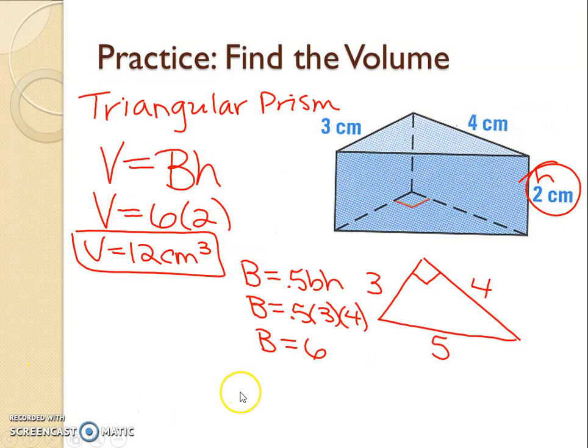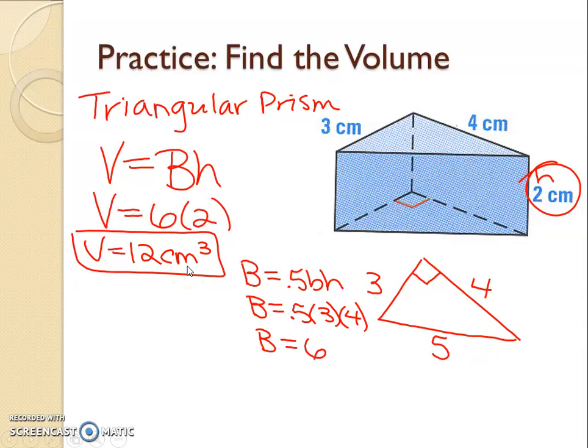Let's look at the triangular prism. The first thing I need you to write is V equals B times H, from the formula sheet I gave you with the notes. Then the base area is half times base times height. The base is a triangle, so 4 times 3 divided by 2 is 6. Then 6 times 2 is 12. So that's 12 cubic centimeters.